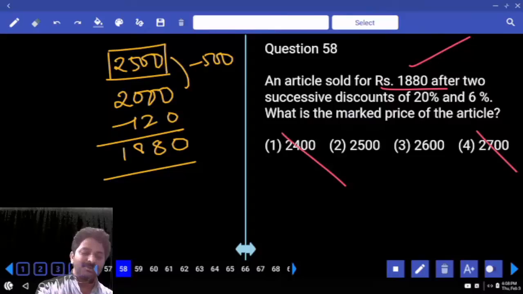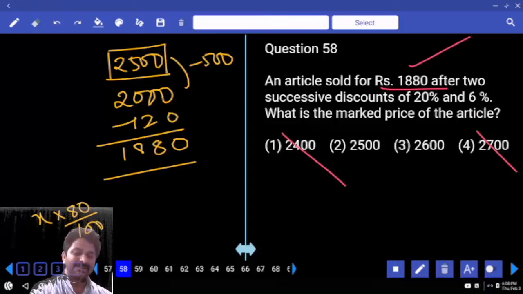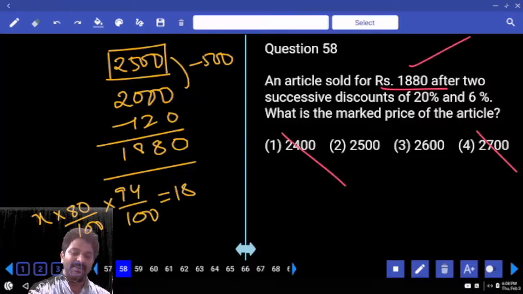See, otherwise you have to do something like that. Initial value is x. After the 20% discount is given, value becomes 80%. Again 6% discount is given, value becomes 94%, and which is equal to 1880. You need to solve this, then you will get your answer.